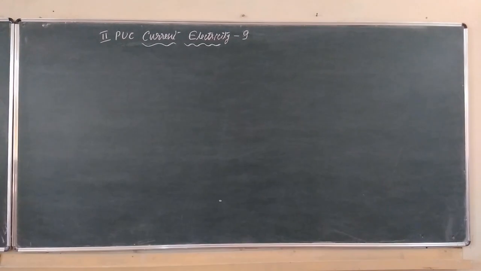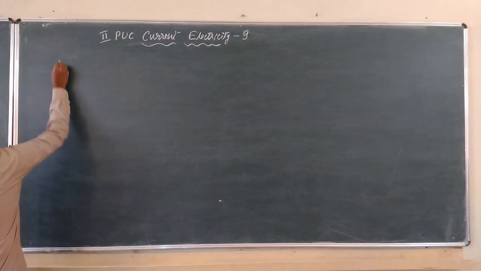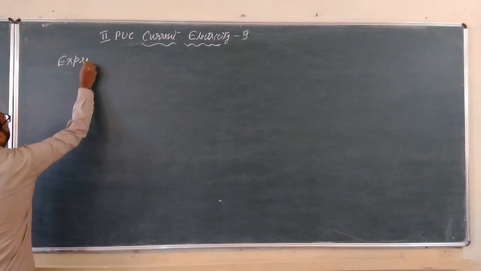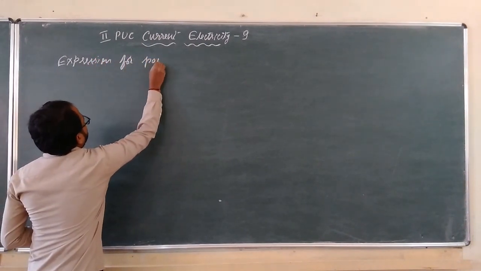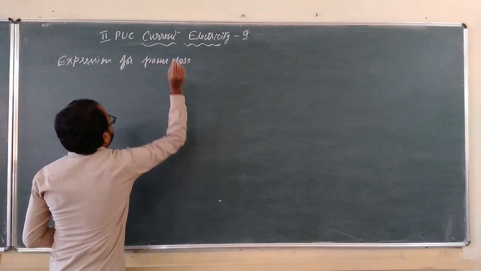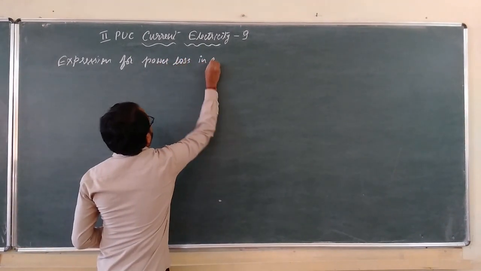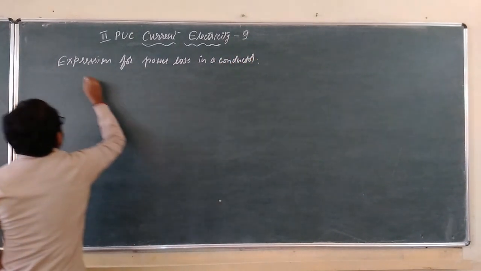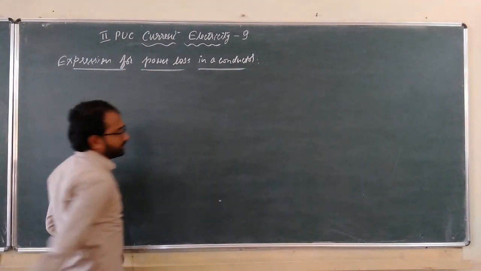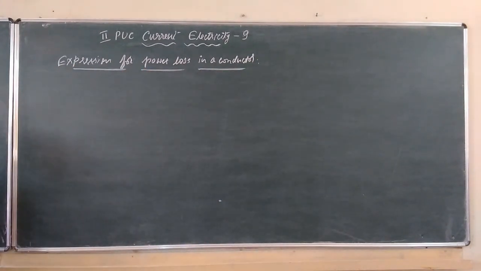So next we derive the expression for power loss in a conductor or resistor. What is the expression for power loss, the power dissipated in the form of heat? This is called Joule heating. So we derive the expression for power loss.